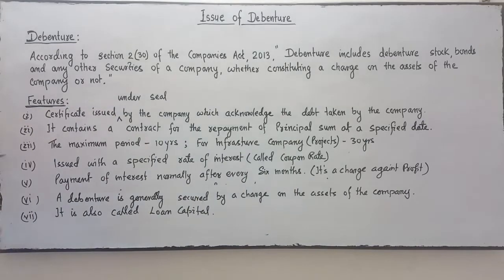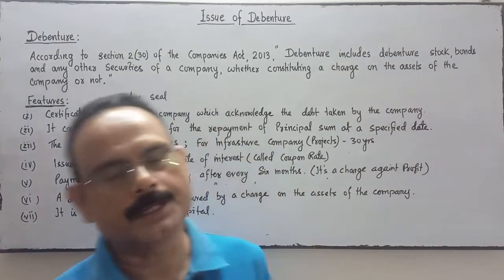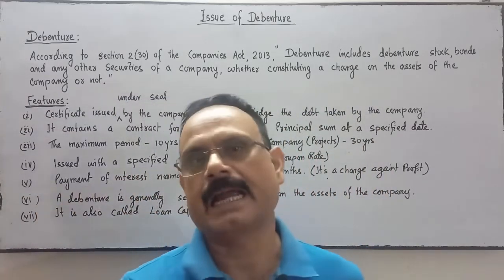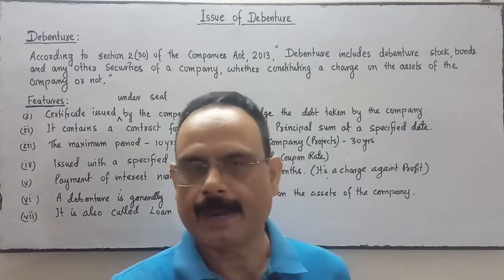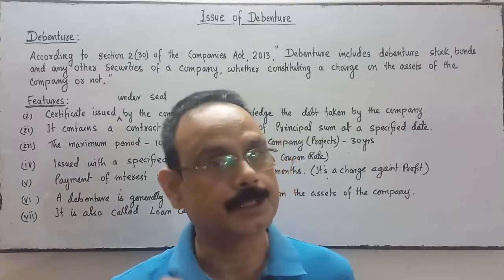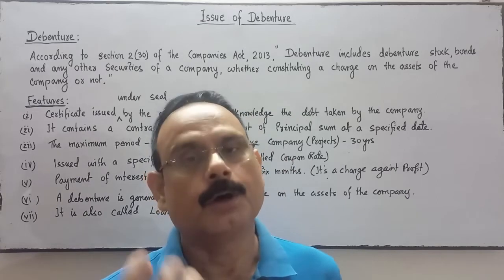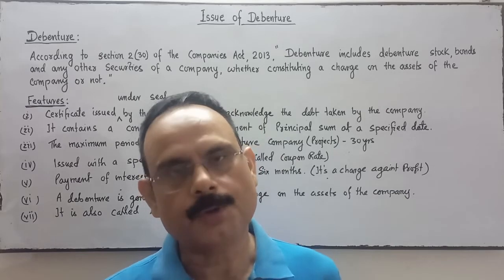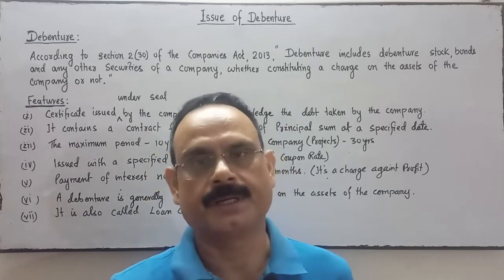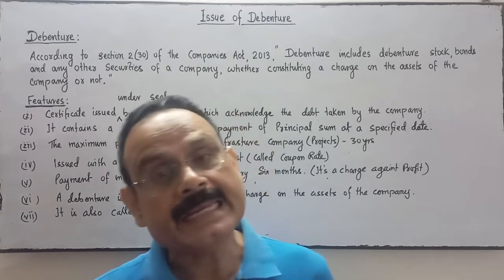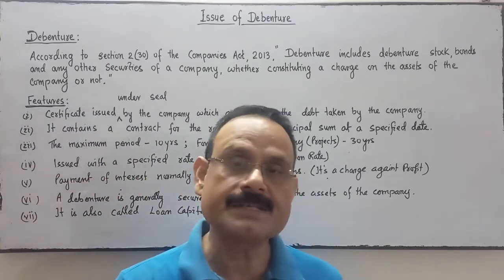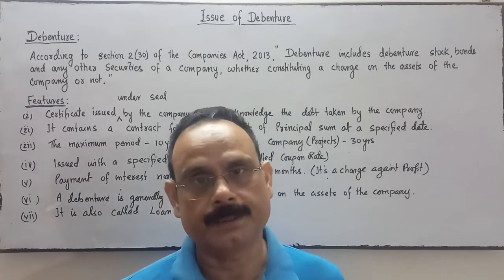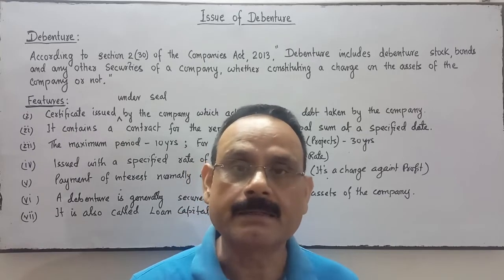Last one, it is also called loan capital. It is also called borrowed capital. It is also called debt capital. There are two types of capital. One is owner's capital, that is the issue of shares, and another is borrowed capital. Borrowed capital is debentures, bonds, and any other securities other than shares which are issued by the company, on which the company pays interest.